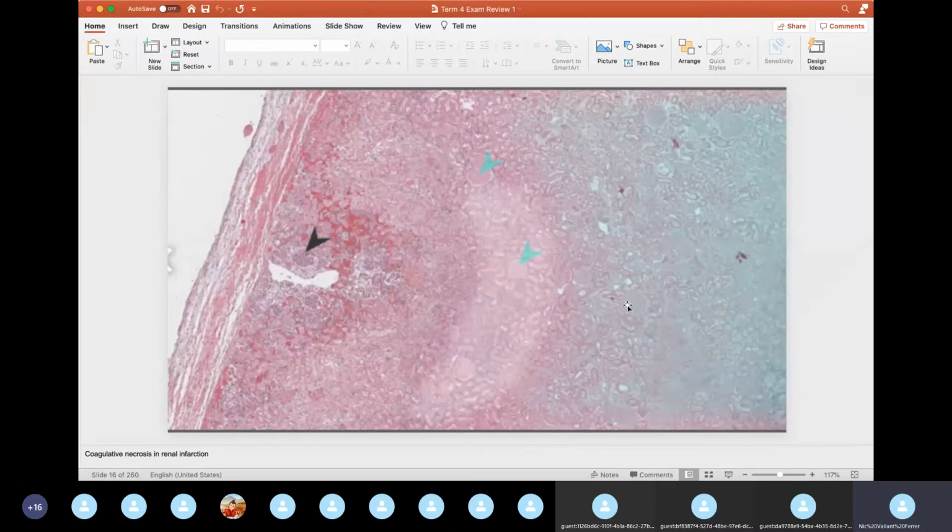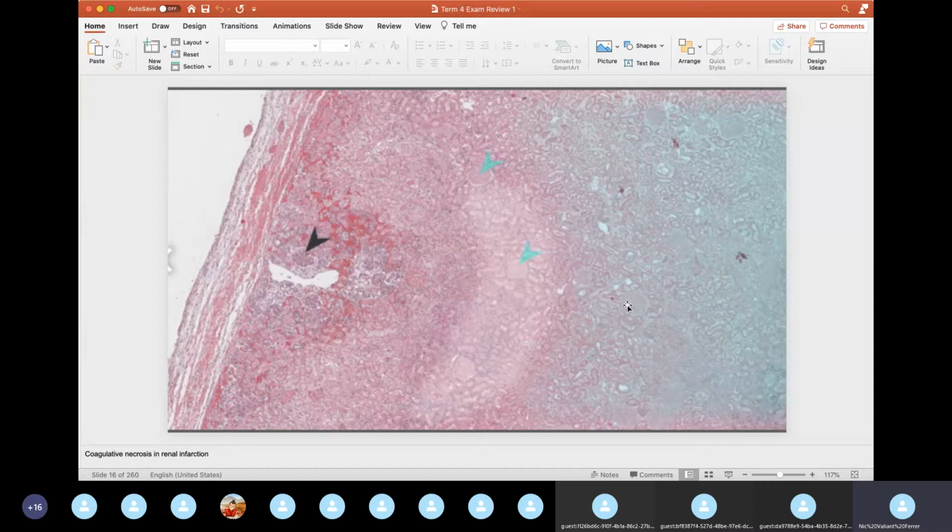Look at this image now, in the kidney. Look at the arrows there, the green arrows. What can you see there? What kind of necrosis do you think it is? It's a solid organ, kidney, so coagulative necrosis. Excellent. So you can have coagulative necrosis. Commonly seen in what? In infarction, right? Most tissues, except for the brain, okay? The brain is always liquefactive, right?